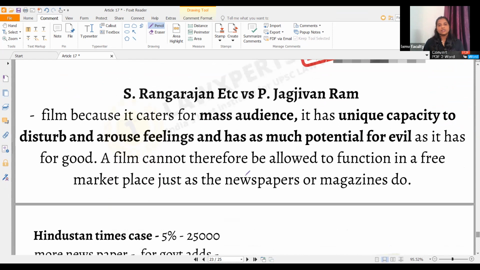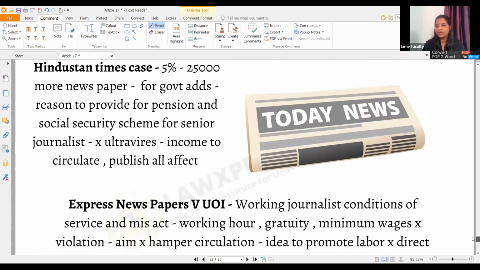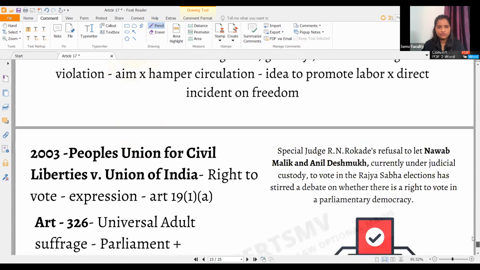Then you have the same point given in another case law. Again, it has been stated that these films are communicated to a mass audience and have a unique capacity to disturb and arouse feelings. That's why they must be pre-censored. Okay. Now we have only two case laws to finish off.